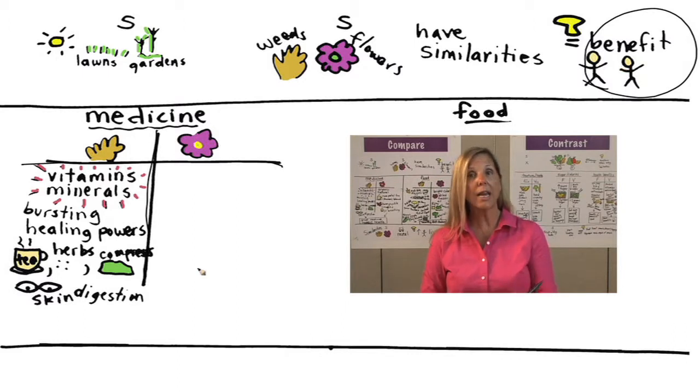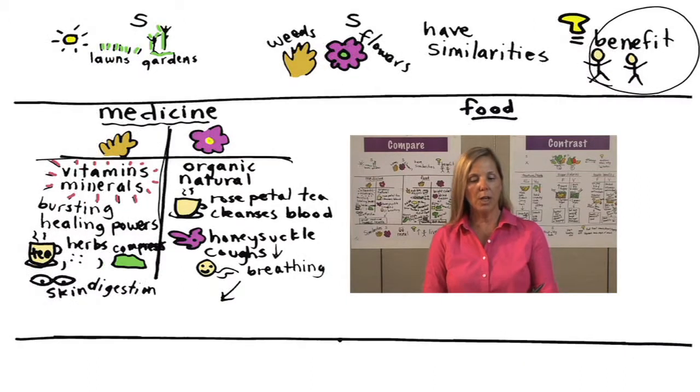We're going to do the same with a flower. We're going to talk about how a flower is a medicine and how it's used to benefit people. Down below, we have keywords, simple drawings representing that a flower is organic, natural. It can be used as a tea. For instance, rose petal tea can cleanse the blood. Honeysuckle can be used to decrease coughs and help with breathing.